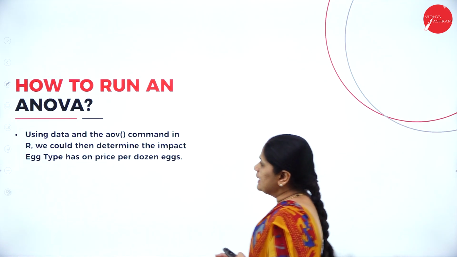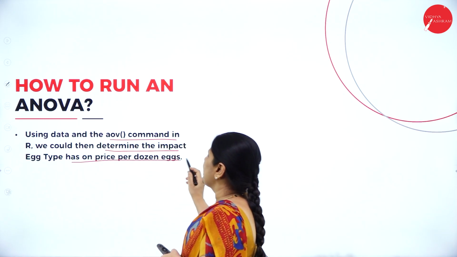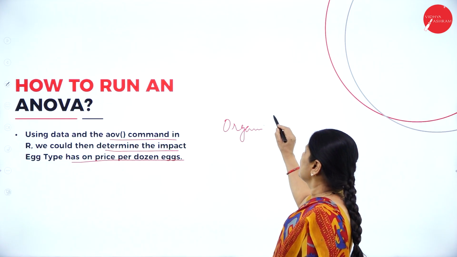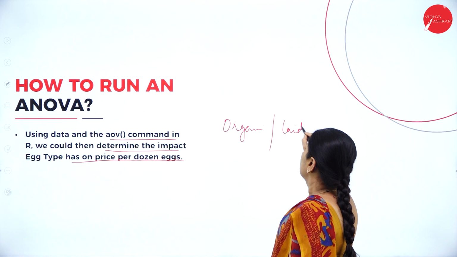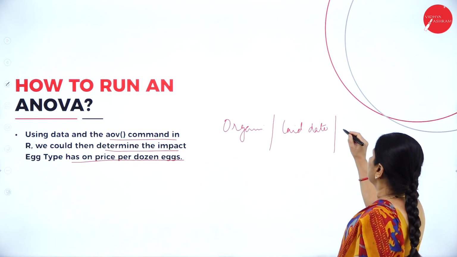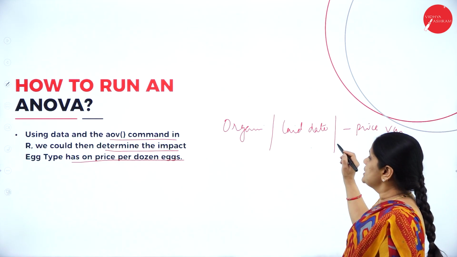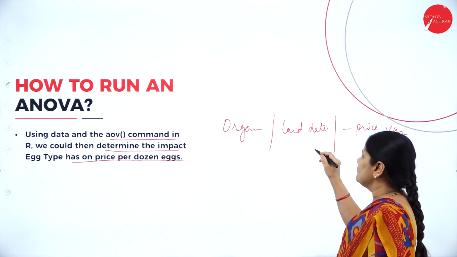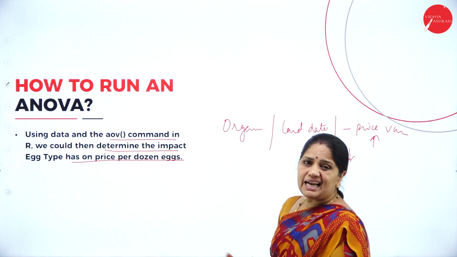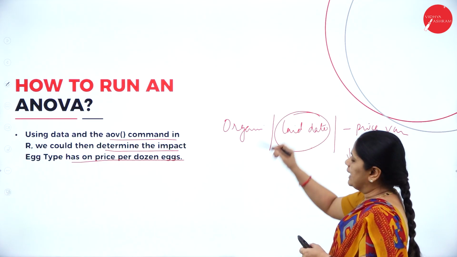Then, using data and the ANOVA command in R, we could determine the impact egg type has on the price per dozen eggs. Suppose the eggs are organic, and next we have the laid date of the egg. In this way we can see that the price varies. If the egg was laid on the latest date, the price will be more, but if the date is 2 or 3 days old, the price will fall. So, we can analyze how the price of the egg has risen or fallen based on the laid egg date.